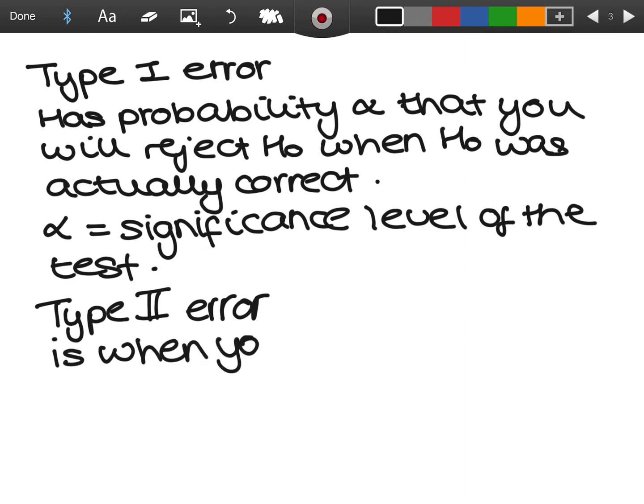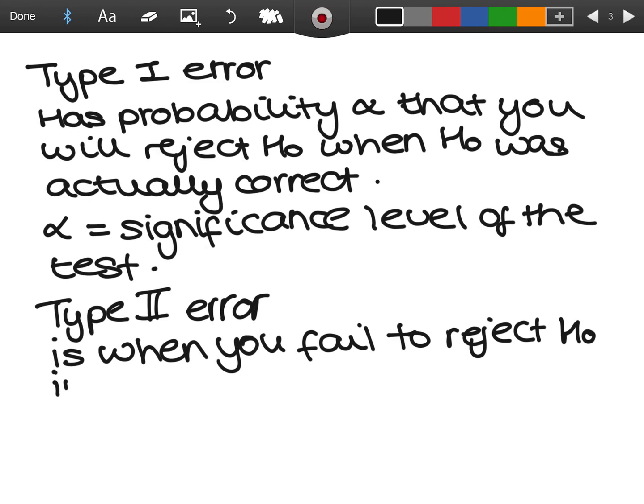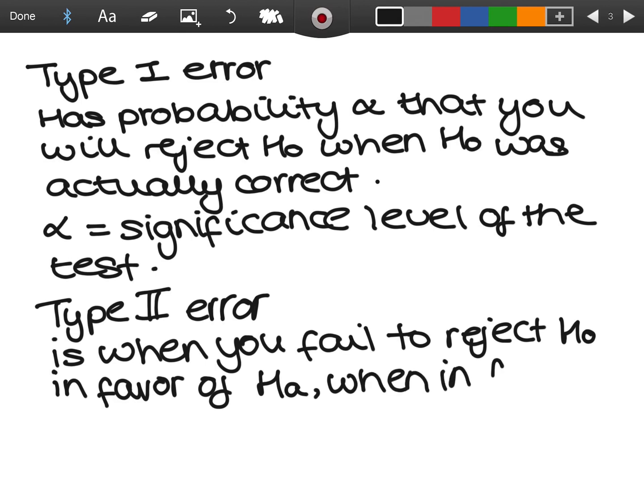So a type 2 error is when you fail to reject the null hypothesis H0 in favour of the alternative hypothesis when in fact the alternative hypothesis was true. So if you reject the null hypothesis when you shouldn't have done, that's a type 1 error. When you fail to reject the null hypothesis when you should have done, that's a type 2 error.